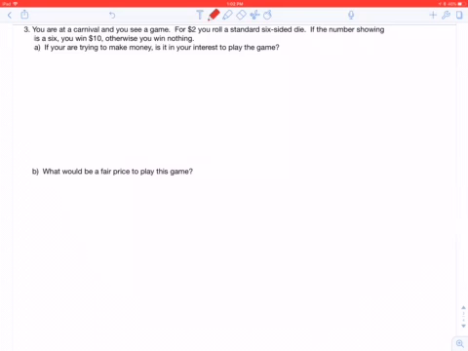Now for number 3, you're at a carnival and you see a game. For $2, you roll a standard 6-sided die. If the number showing is a 6, you win $10. Otherwise, you win nothing. If you're trying to make money, is it in your interest to play the game? Well, let's find the expected value. First of all, the cost to play. That's $2.